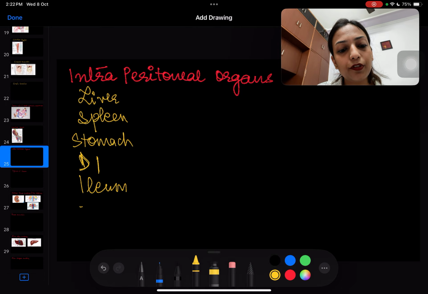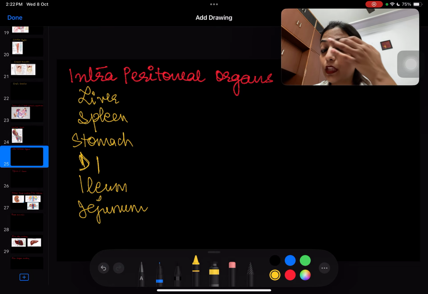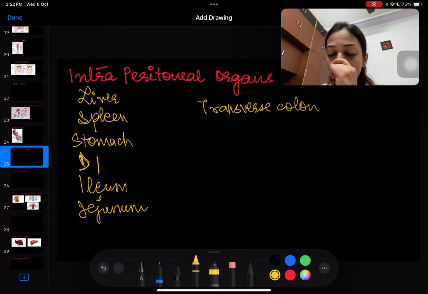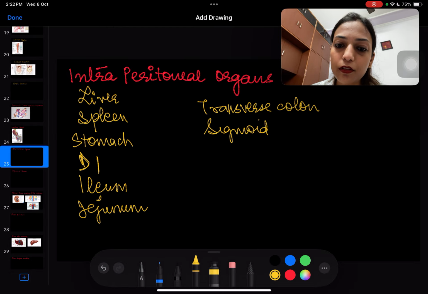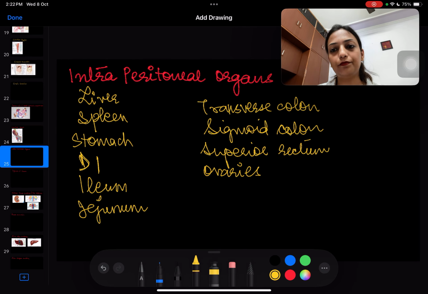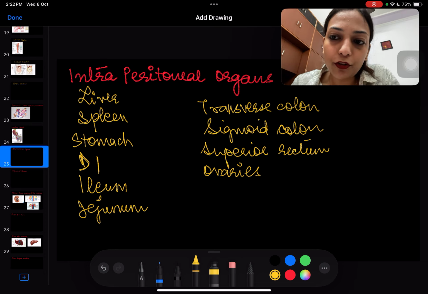Then D1, the first part of duodenum. Ileum, jejunum. Do you remember I told you about cecum and this also? Appendix. Then ascending colon is not a part. Oh, I'll tell you. Just wait. I'll tell you later. So jejunum. Then the transverse colon. And then this is the sigmoid colon. Superior rectum. Ovaries. Now, I have a question. Esophagus. Intraperitoneal, retroperitoneal?